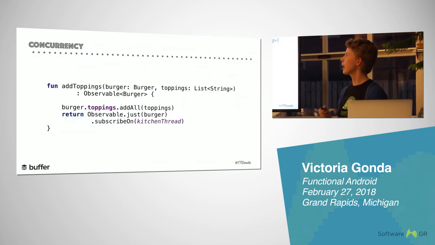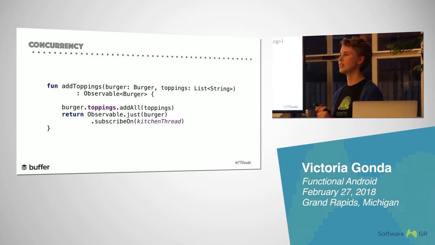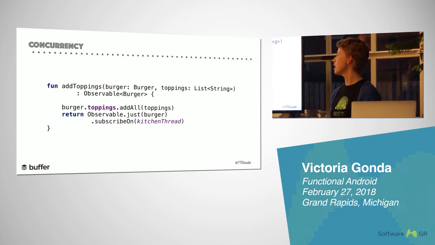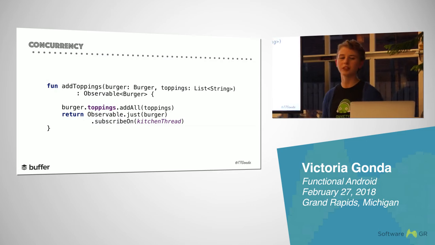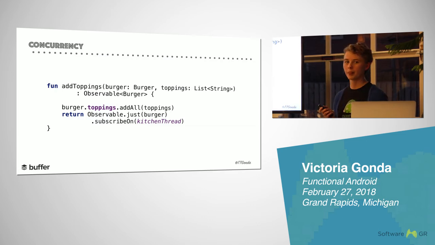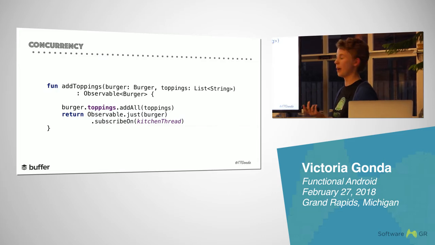So let's see, how can this go wrong? We have a function that adds toppings to our burger and returns an observable that emits it in a stream. So kind of sending it down the pipeline in the diner. Notice we're using our mutable version of the burger, and we're adding toppings to the burger that's passed in. I don't know if you spotted what's going to go wrong with this yet.